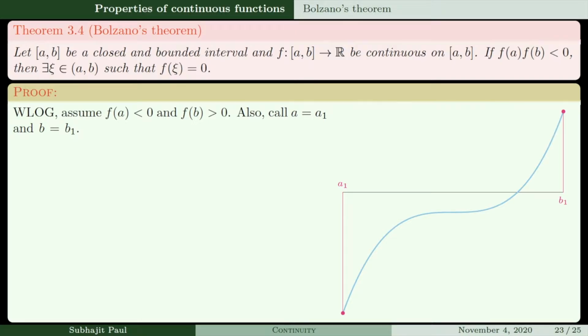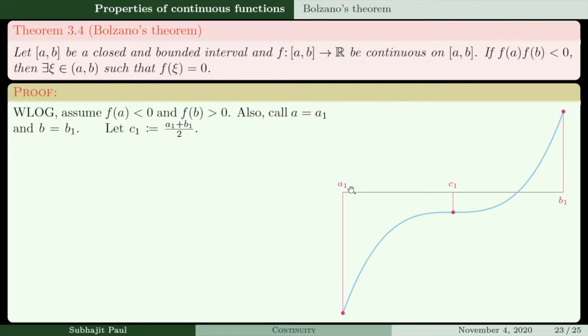The proof contains one of the most important constructions in analysis. Let's see. Without loss of generality, assume that the function is negative at the left endpoint and positive at the right endpoint. Call A equal to A1 and B equal to B1. Why do we want to do that? The reason will be evident in a moment.